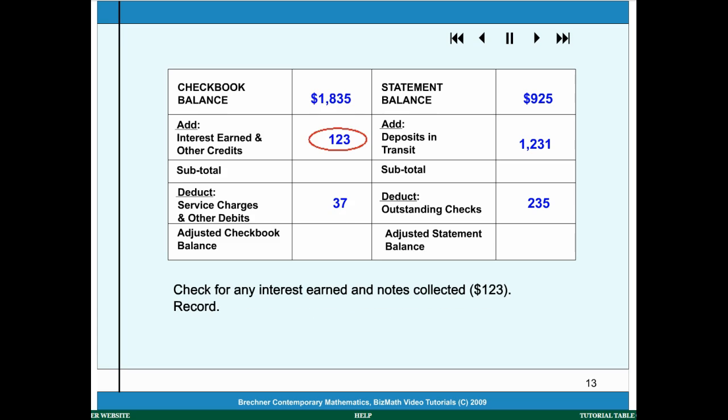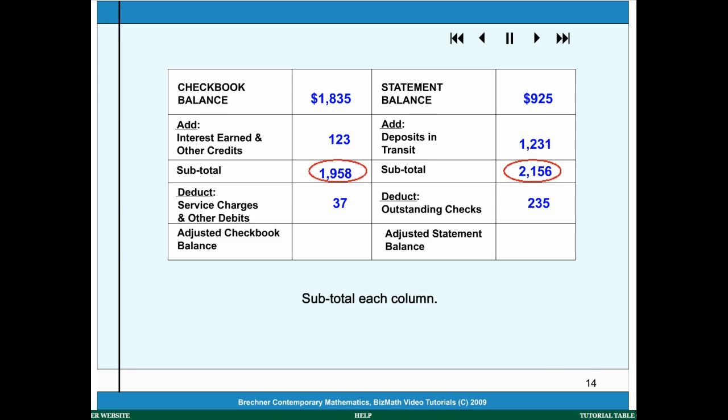Look for any interest earned, notes collected, or other credits from the bank statement. Record the total of these transactions. In the story problem, there was a note collected of $123 that must be recorded. Subtotal each column and record the subtotals.